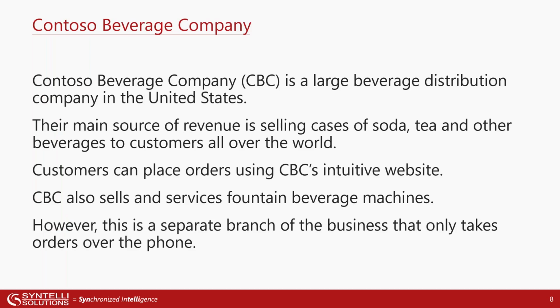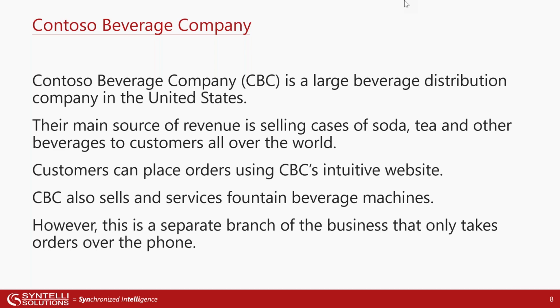First, here's our business problem. I'm going to give you 45 seconds to read it. This says that the Contoso Beverage Company, we'll call it CBC, is a large beverage distribution company in the United States. So they sell drinks. Their main source of revenue is selling cases of soda, tea, and other beverages to customers all over the world. They're a retailer, and customers can place orders using CBC's intuitive website, meaning they're an online retailer. That's going to be important.